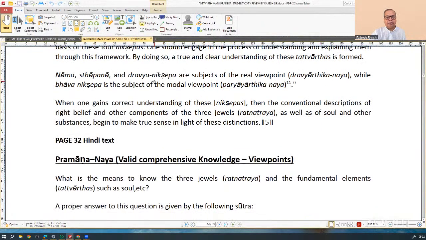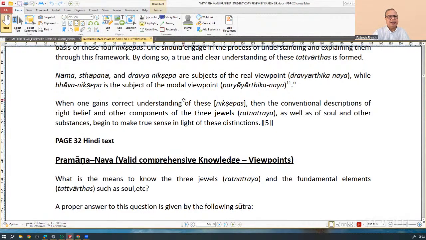Praman and Nai. Praman is comprehensive, valid knowledge. And Nai is viewpoint. So these are the two tools that we use for knowing the 7 fundamentals and the 3 jewels.